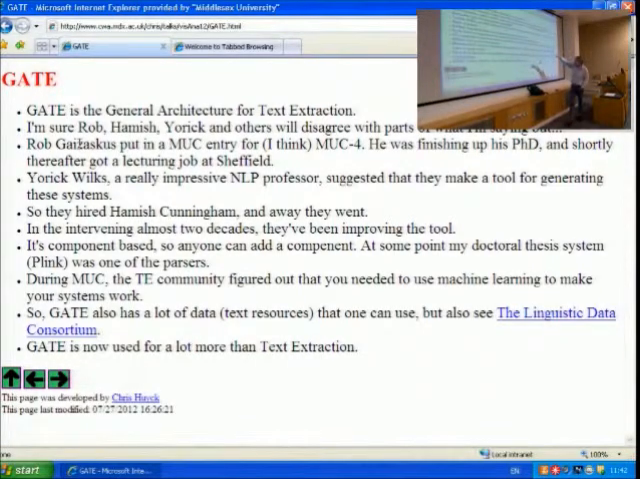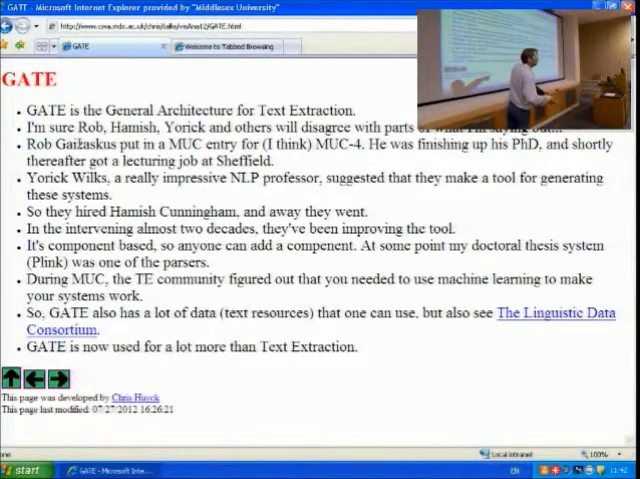Yorick Wilks, a really impressive natural language processing professor, great papers, lots of stuff. He's 70, he's at Oxford now. He suggested that they make a tool for generating these systems. So if you want to make text extraction systems, York said, here's what we should do. And so they hired Hamish Cunningham, Rob, Hamish, and York, and away they went. I think this was in 1995. In the intervening almost 2 decades, they've been working on it for about 17, 18 years.